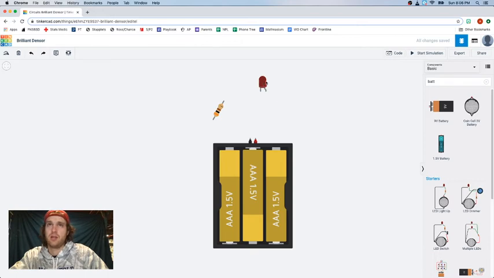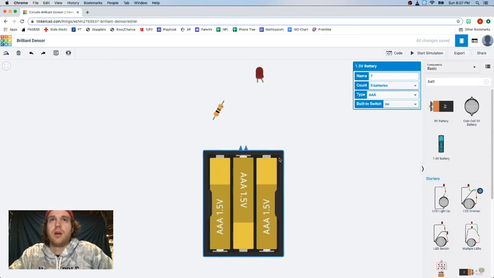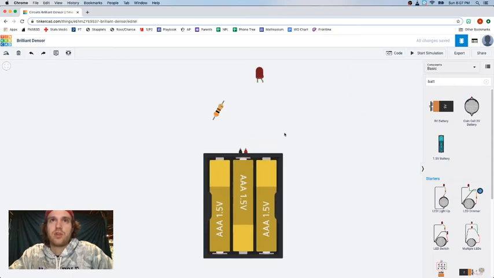And then here is our LED. If you click on the LED, you can choose the color that you want. I like working with the red LED personally. Okay, so here's what's cool about this program. You can draw your circuits. Remember, we always start with the positive side.